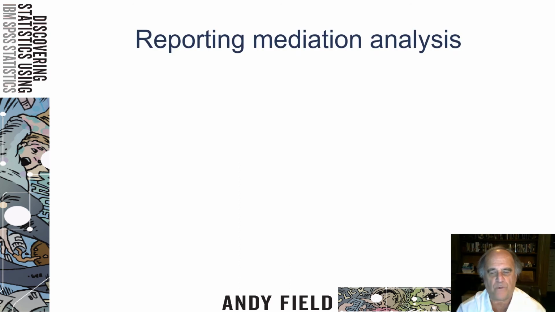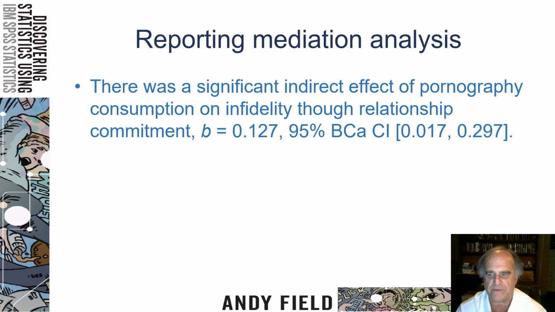All right, at this point, we now have all of our output. We're ready to interpret this. How should we report or interpret it? Field suggests saying there was a significantly indirect effect of pornography consumption on infidelity through relationship commitment, and then listing the associated b-value and the confidence intervals from our bootstrapping. So that's how Field suggests to report this.